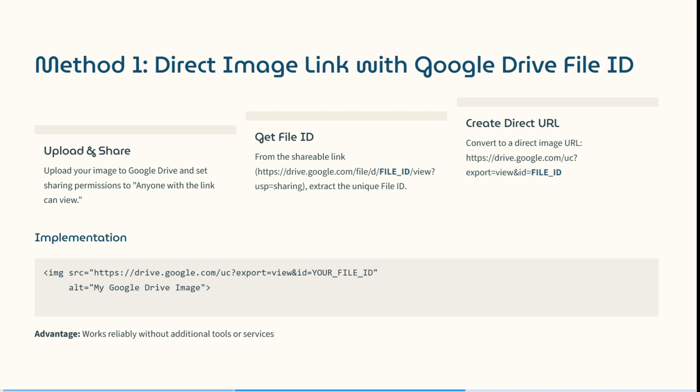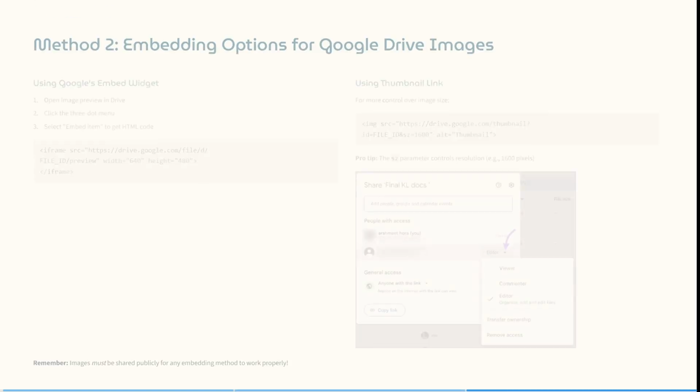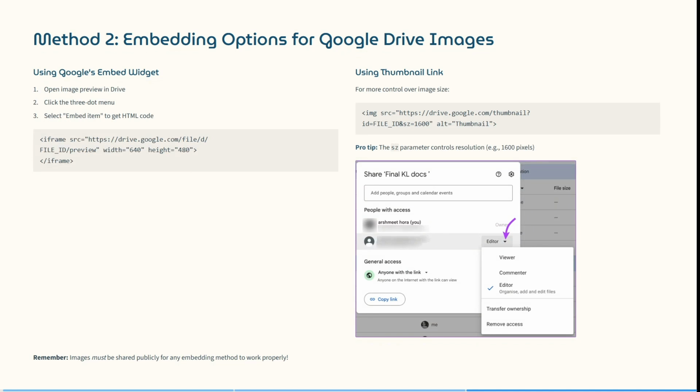You can convert to a direct image URL, and this is what it will look like. Okay, so you'll have your URL, and then right at the end, you'll have the file ID inserted. So at the bottom over here, you'll see the implementation. This is what it will look like. This is readily available, and it's pretty much easy to do without any additional tools or any additional services or even any extensive knowledge.